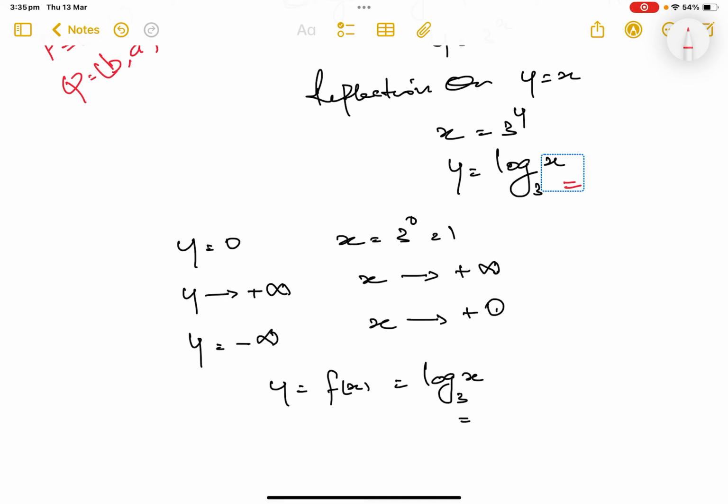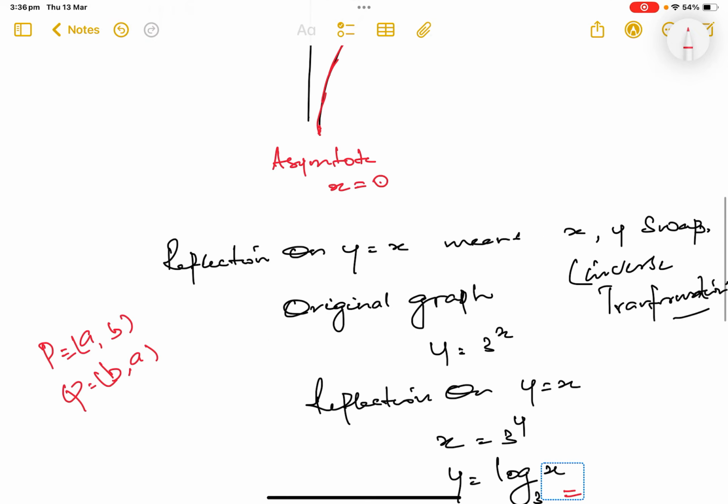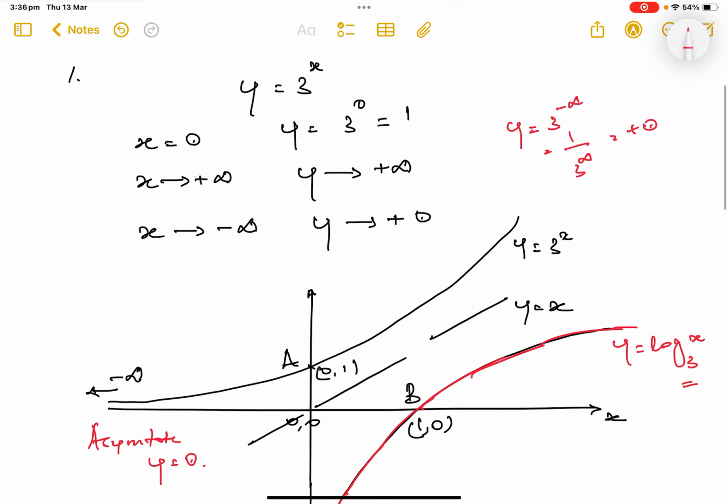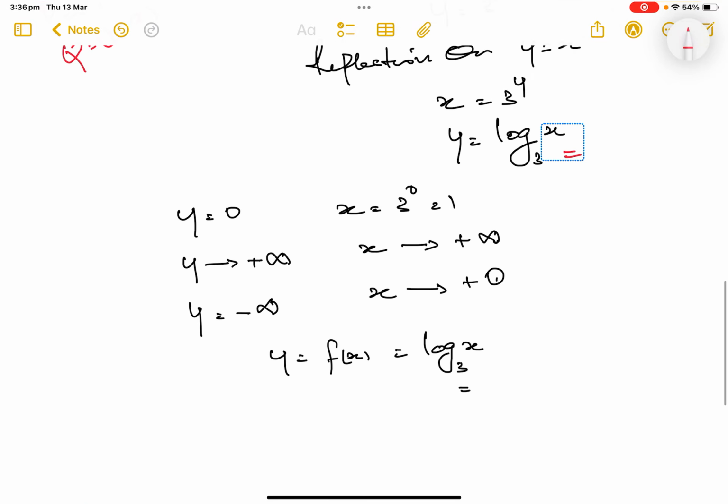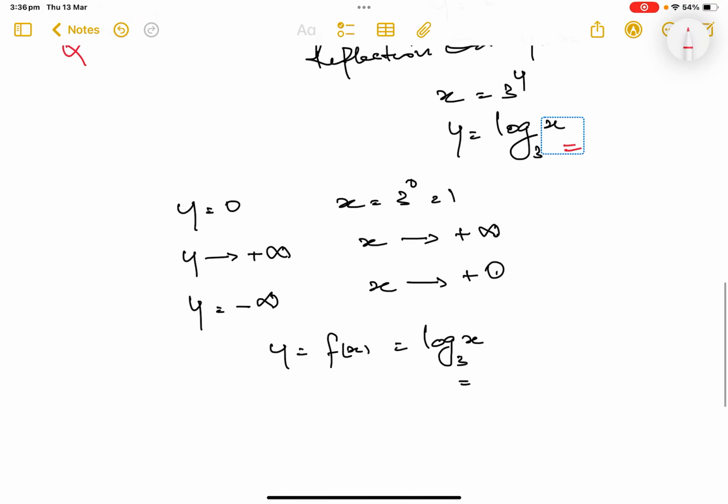When y equals 0, x equals 3 to the power 0, which is 1. When y tends to positive 0, x tends to positive 0. When y tends to positive infinity, x tends to positive infinity. When y tends to minus infinity, x is 3 to the power minus infinity, 1 over 3 to the power infinity, which is positive 0.